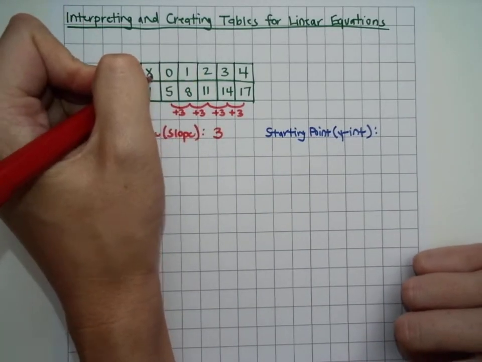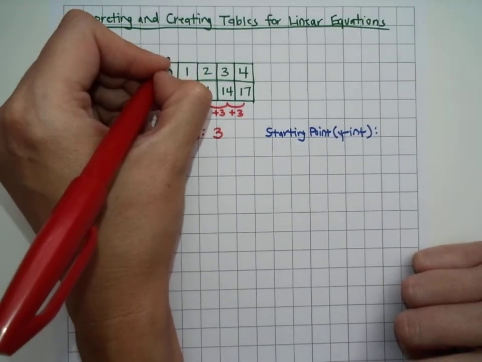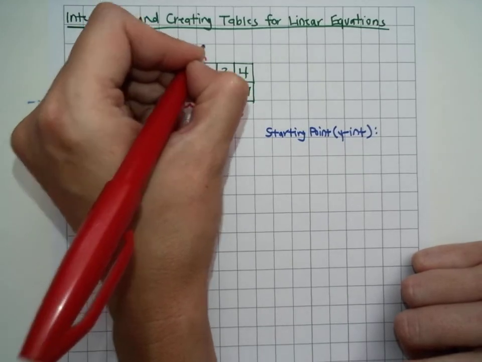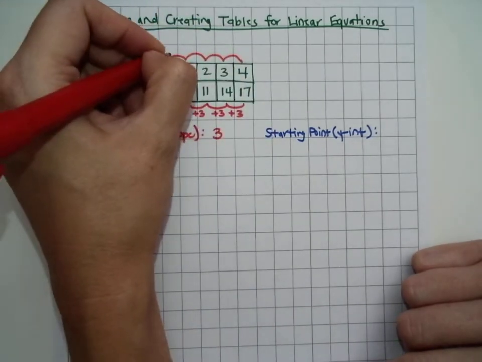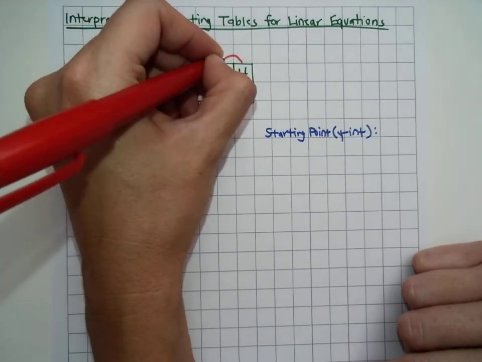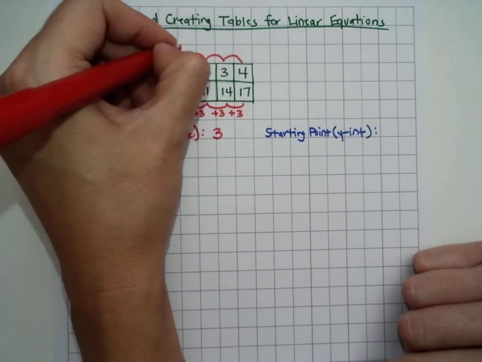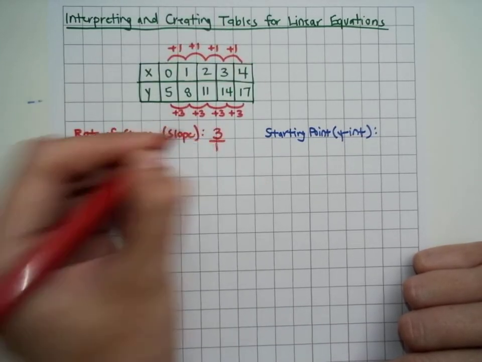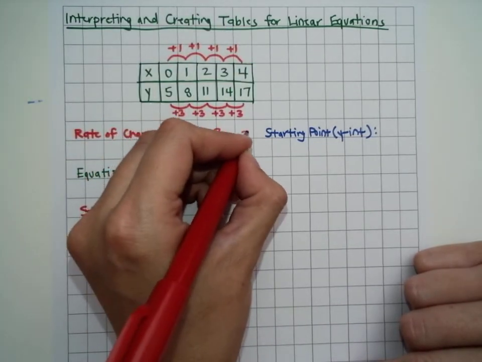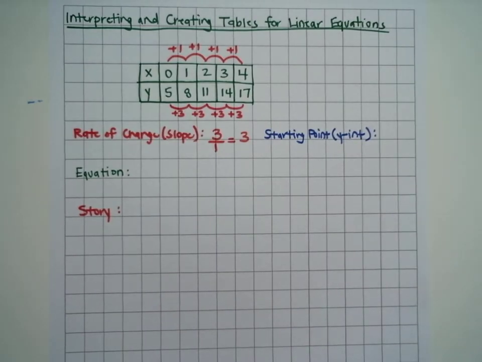And don't forget to do the change in x as well, which I almost forgot. So the change in x, 0 to 1, 1 to 2, 2 to 3, and 3 to 4, is each time we are adding a 1. So it would be 3 divided by 1, which is still 3.